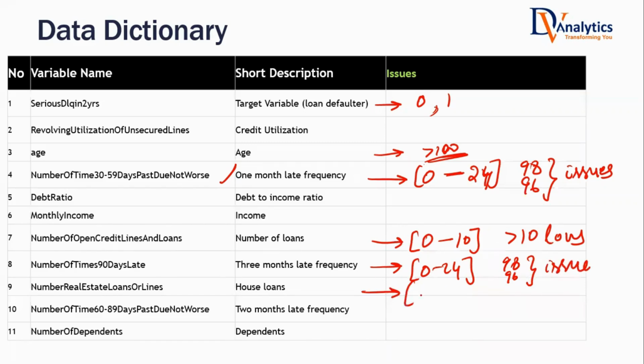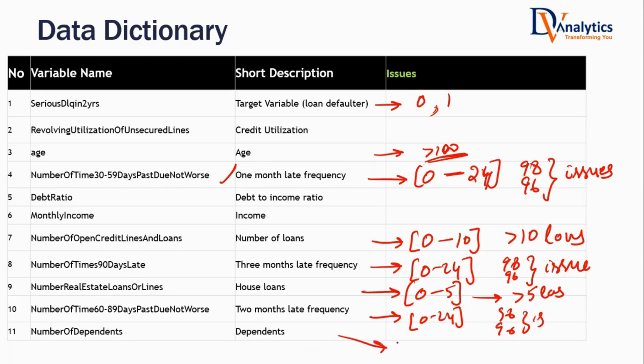Number of home loans, what is the range that we thought of? Sir, 0 to 5. Up to 5 home loans is okay. Any issues? Sir, 54. Many are more than 5, very big. 3-month late frequency, 98 and 96. Same. 0 to 24 should be the case. 98 and 96 are again coming as issues.